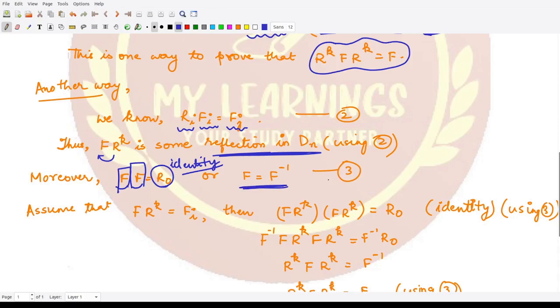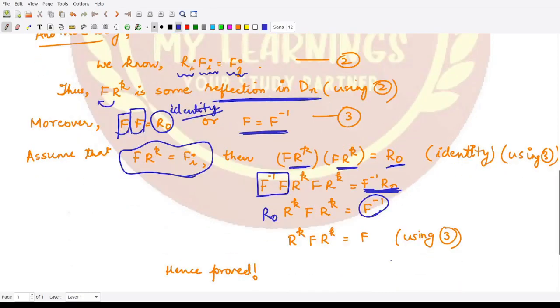So let's mark this as equation 3. Now using this fact that F R raised to power k is a reflection, we would have F R raised to power k, F R raised to power k equal to the identity, correct? Therefore, we can pre-multiply both sides with F inverse, so that this quantity would become R0, and here it would become F inverse. And using the above result, because the inverse of any reflection is that reflection itself, we have F here, and this is what we wanted to prove in this particular case.